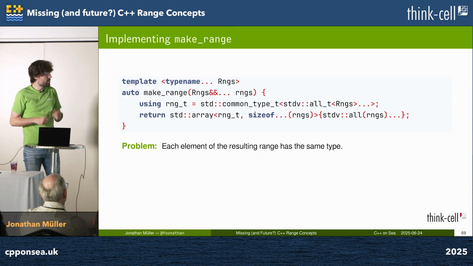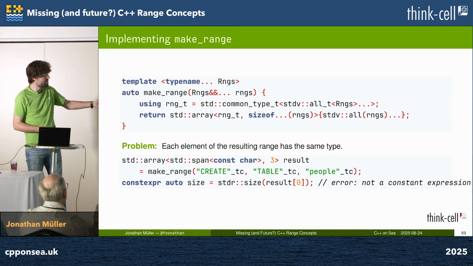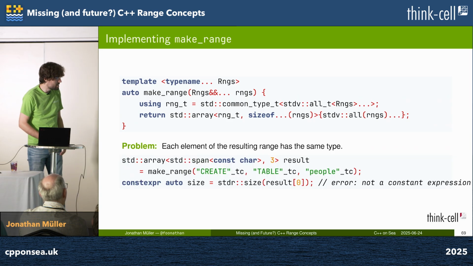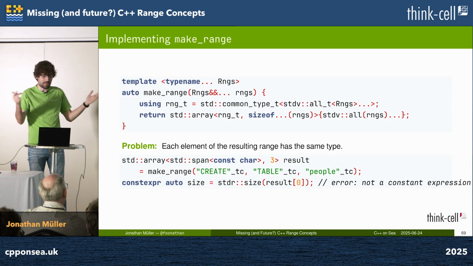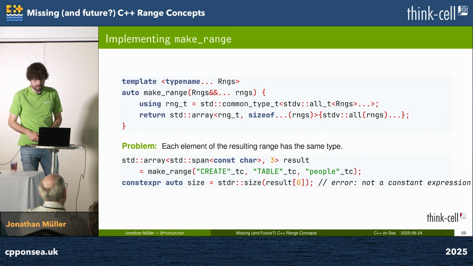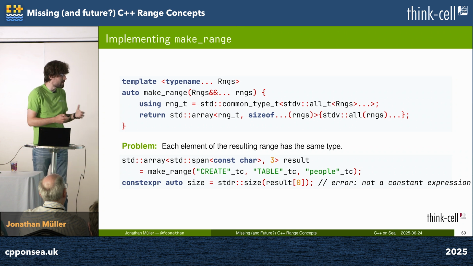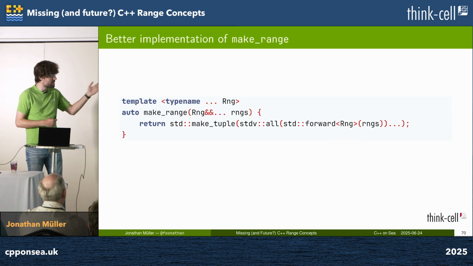However, each element of the resulting range has the same type, because we put them all in a std array, right? Which means that if we have our fancy compile-time-sized literal, the result of make range is a span of const. So I've lost the size information, because it was previously encoded in the type system, but now I just have spans. So I need a range where we can keep the individual types, right? And this leads to an implementation of make range that's just make tuple.